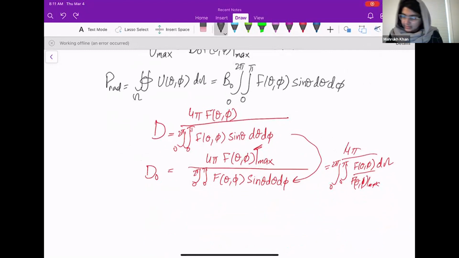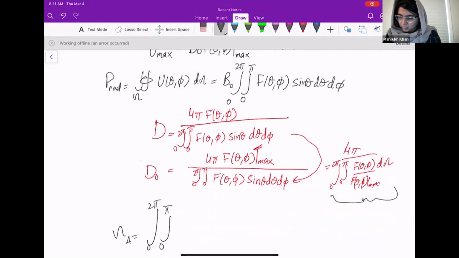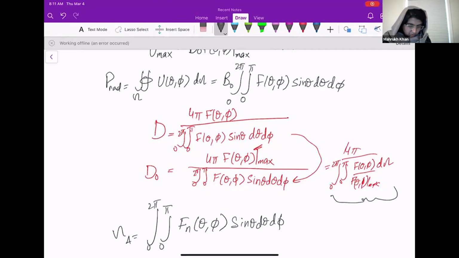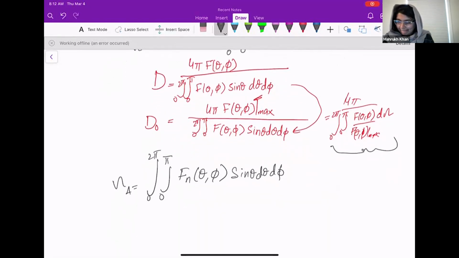Okay, so what I was saying is that we can write this thing as the normal, and here n means that this is the normal component, d theta d phi. Then our maximum directivity will be 4 pi over the beam solid angle, which incorporates the normal component of radiation intensity. We can also define this beam solid angle as follows.